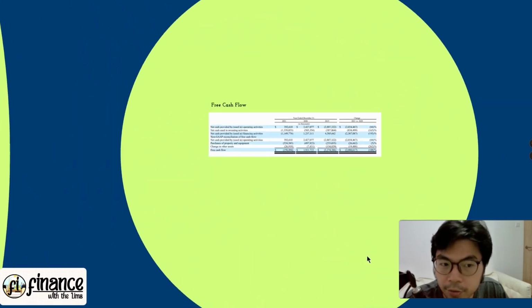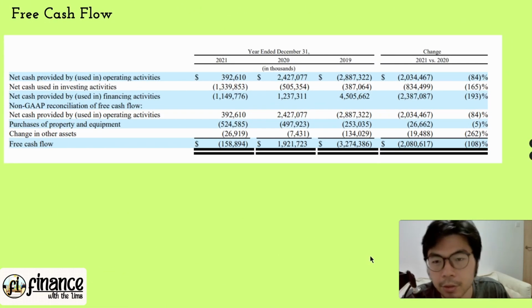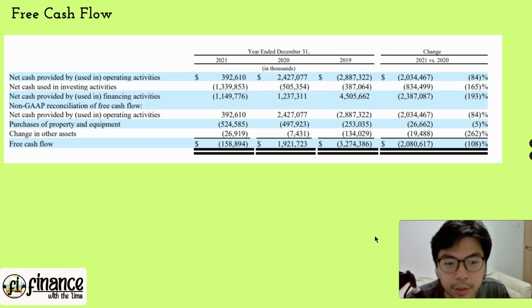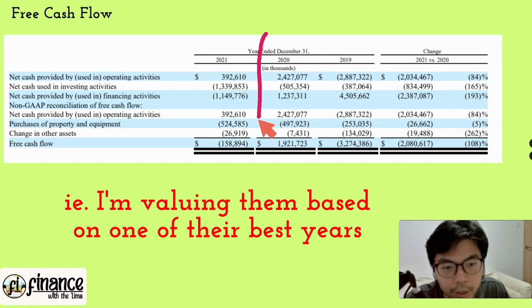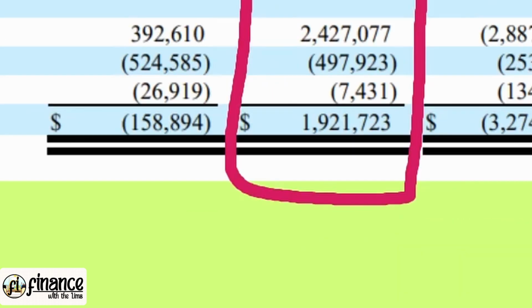Next, let's do the same for Netflix. So Netflix has a negative free cash flow for most years. So I'm just going to take their 2020 numbers where they had positive free cash flow of $1.9 billion.